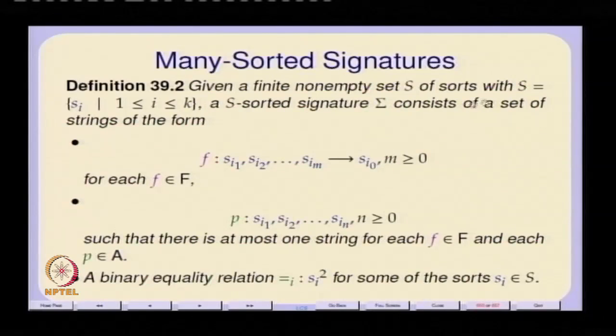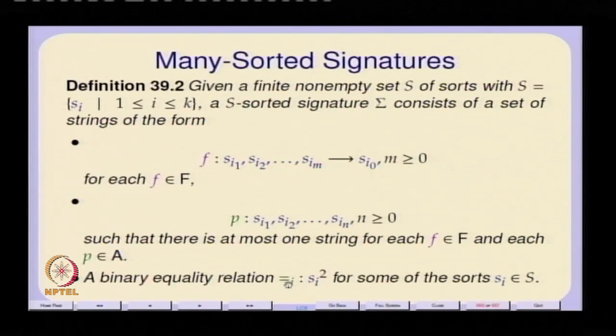So now a many sorted signature is something in which you have your functions f, which might be an m-ary function taking elements from m possibly different sorts and giving you an m plus 1th sort, which is also different. Your predicates likewise could be parameterized on n different sorts, and therefore they allow you to explicate relationships between the various sorts.